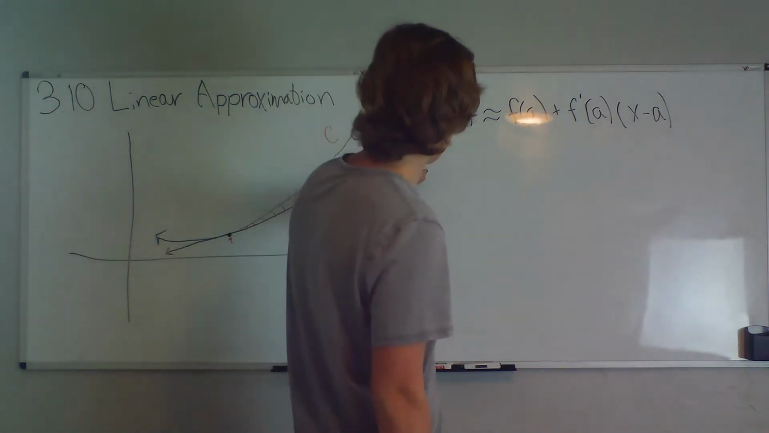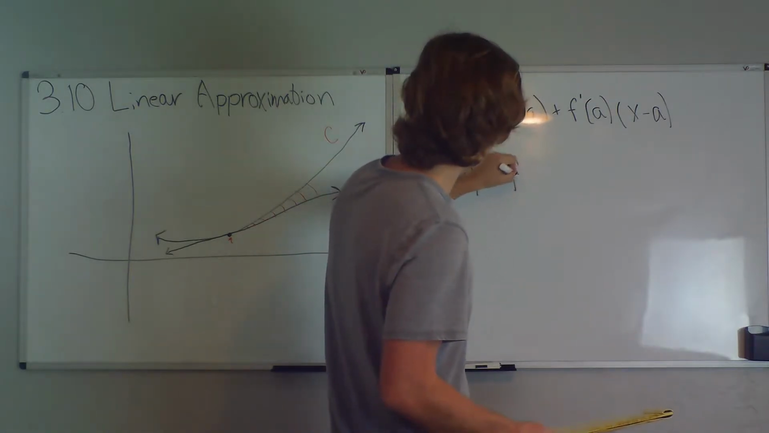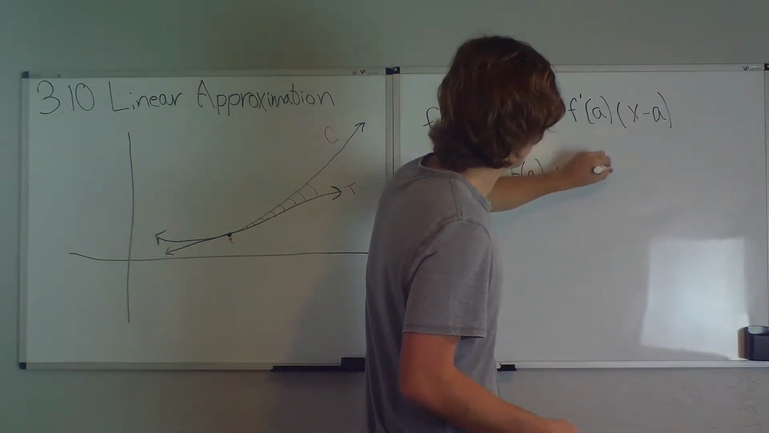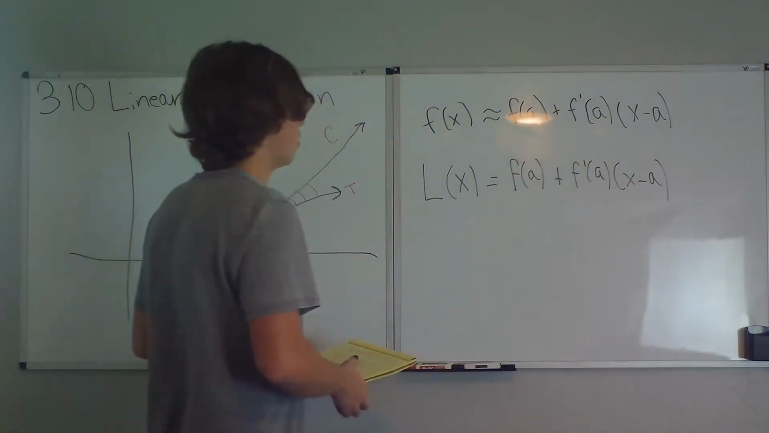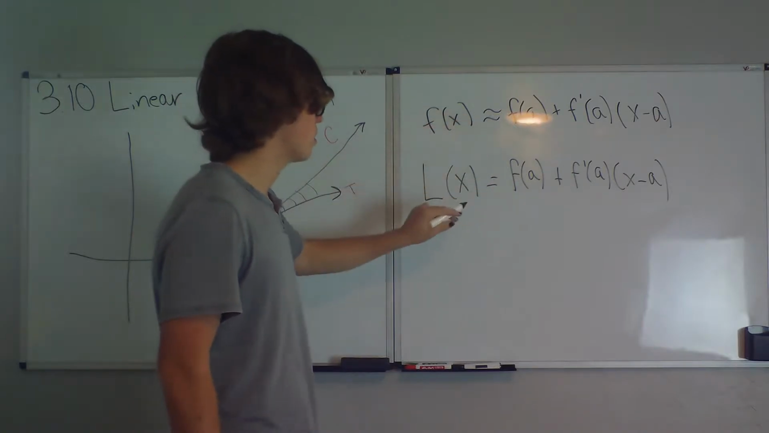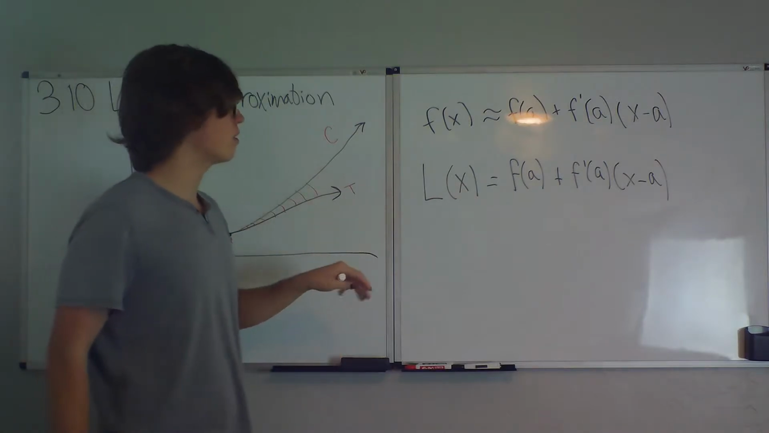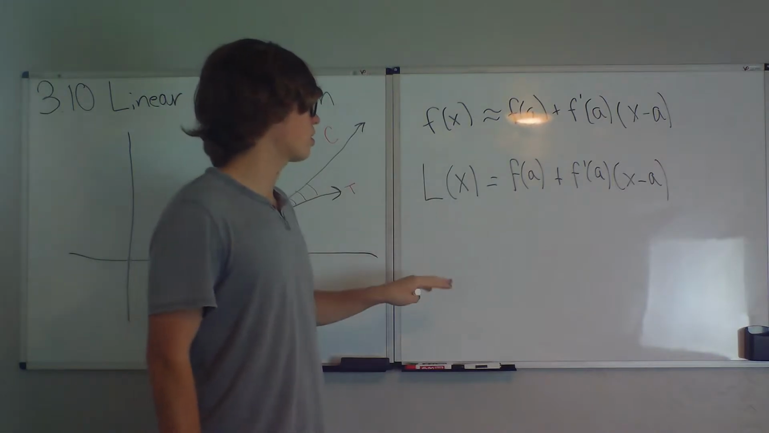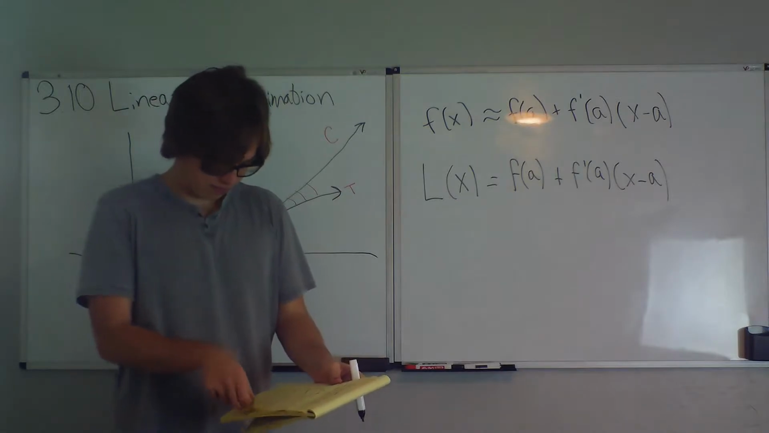So we get this L of x, the linear approximation, is equal to f of A plus f prime of A times x minus A. And you're like, okay, these are the same equations, but this says f of x is approximately equal to, and this says the linear approximation is equal to. This is just because f of x is almost this, but it is the linear approximation of this. So that is what we have.